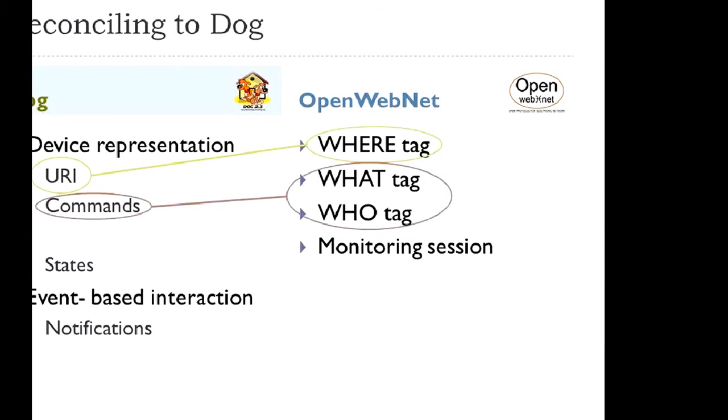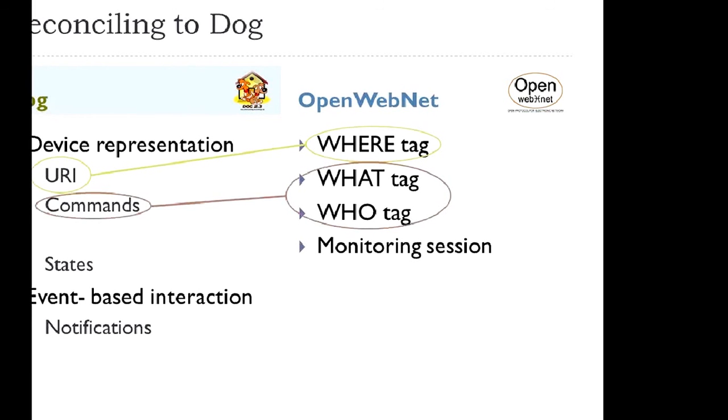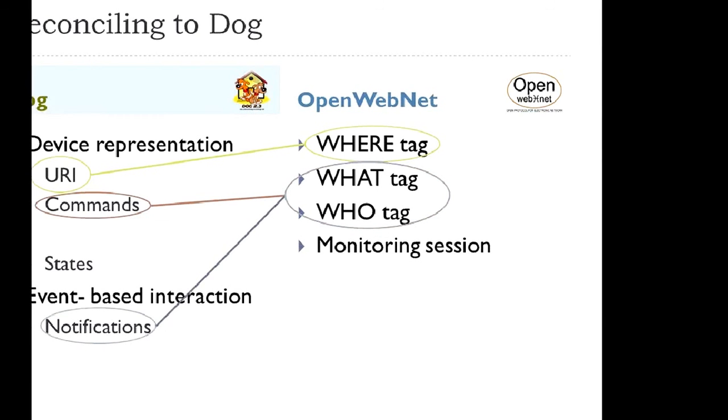Then the commands correspond to the couples who and what. So on for a lamp is 11. For a webcam is 70. Always a couple, and we need the mapping for this. And notifications are the same, but in the opposite direction. While a command is going from Dog to the network, the notification is coming back from the network through the monitoring session.